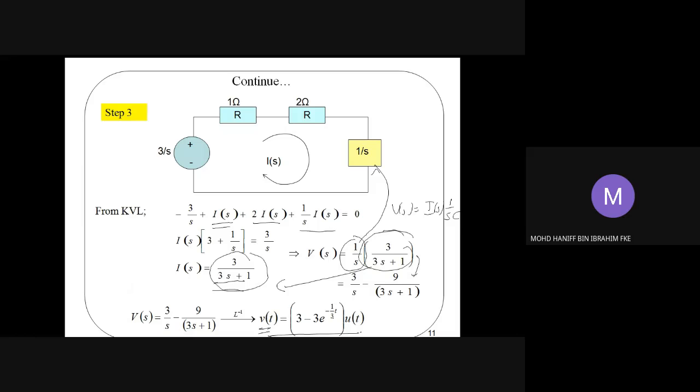All right. Any questions so far on this example? So we did the examples that involve the R, the L, and also the capacitance C so far.